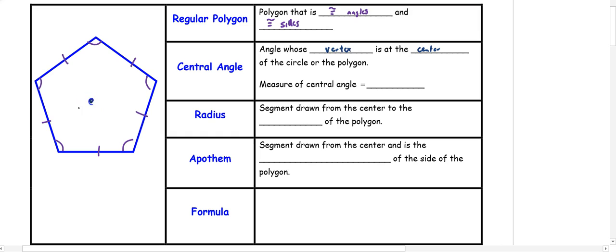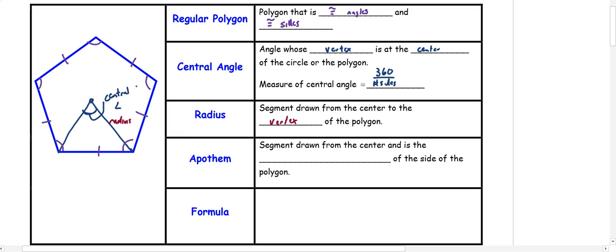The central angle is the angle whose vertex is at the center of a polygon. So if I draw a triangle into one of the sides of my pentagon, this angle up here at the top is the central angle. To find the measure of the central angle, it's going to be 360 divided by the number of sides. The radius is going to be one of the sides of the triangle. It is drawn from the center of the circle to the vertex of the polygon. So right here, this would be a radius.